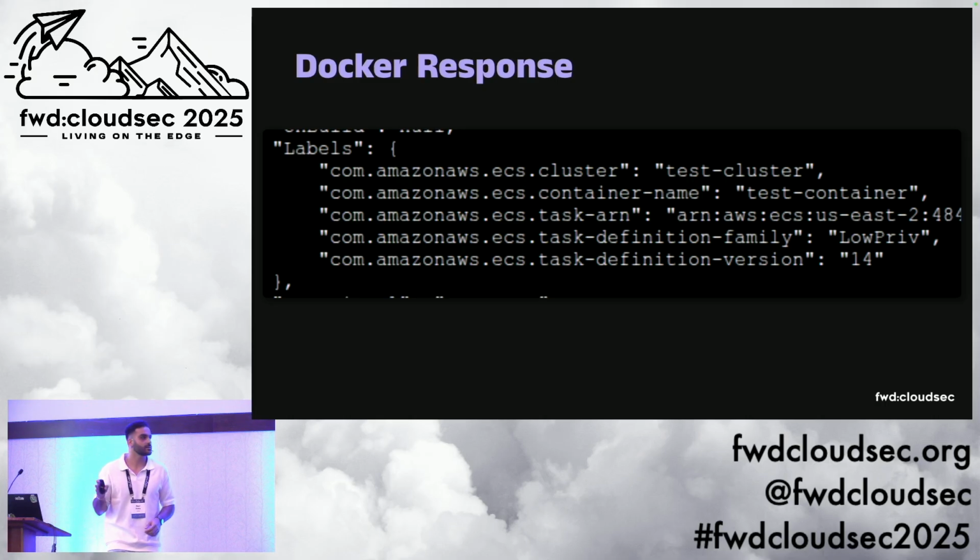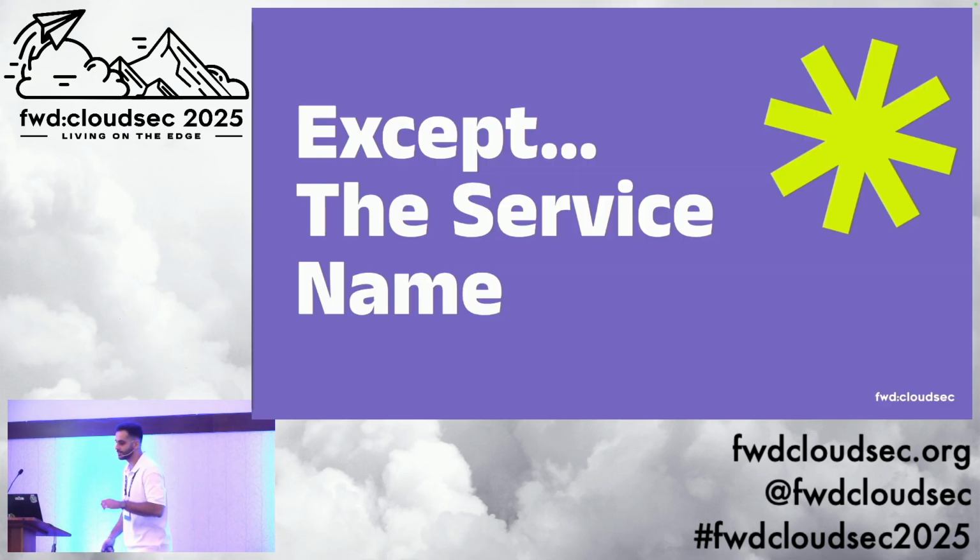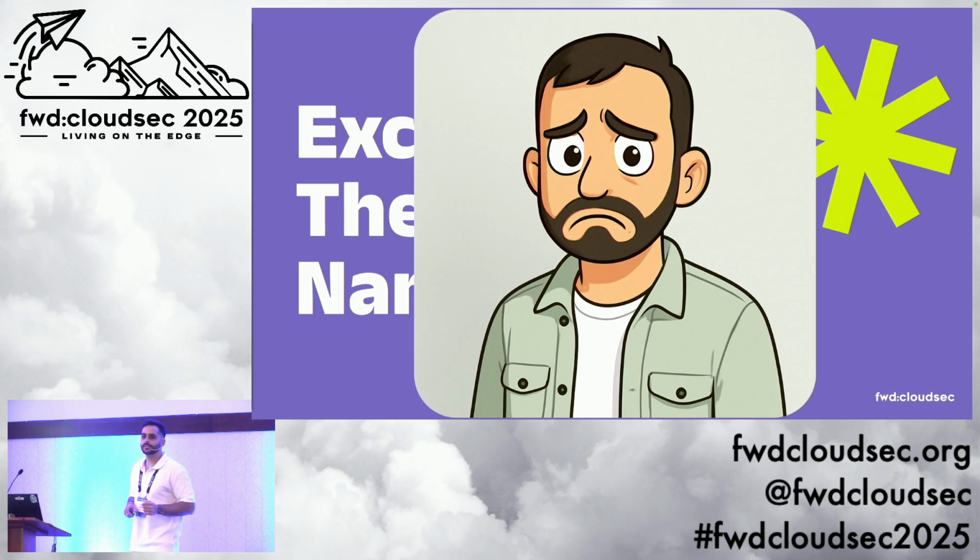Inspecting a running container, I noticed that every task that's running by ECS has these labels, which contain all of the information that I needed for the task, like the cluster name and task ARN. But one thing was missing, the service name. I really wanted to know the service name of the task, and this information is nowhere to find. This is a sad picture of me, generated with ChatGPT.